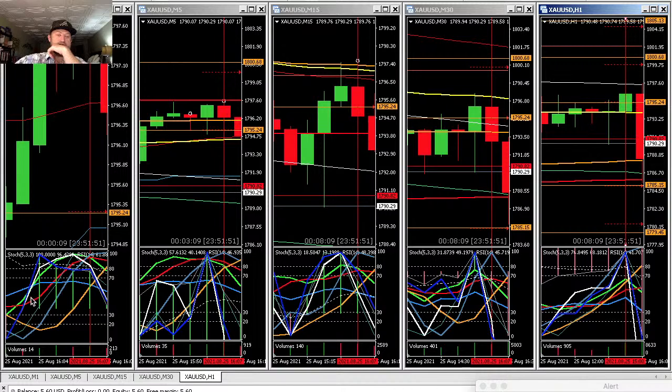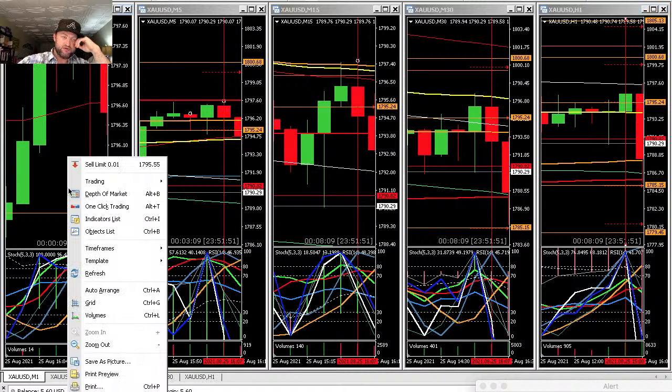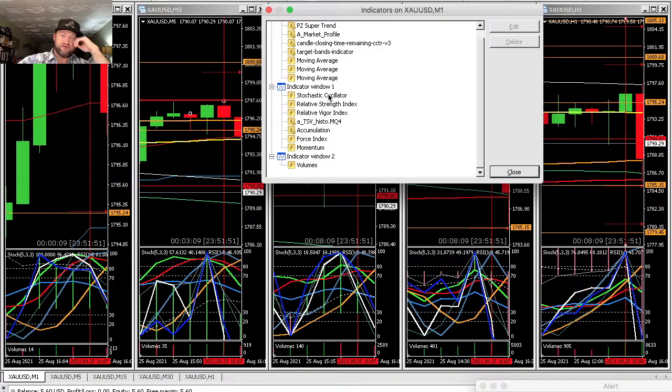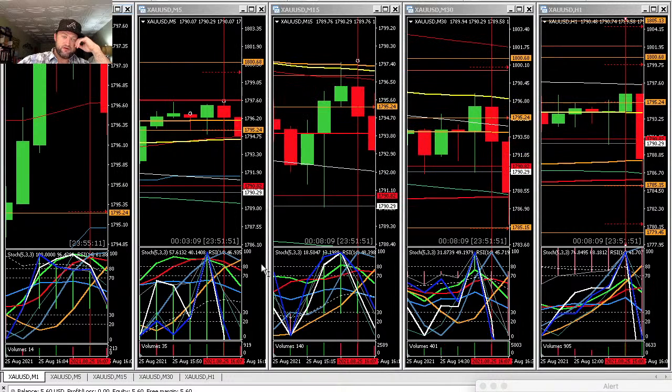So, that dark blue is momentum, and this white is force index. You can see what indicators I have right here. I've got the stochastic oscillator, relative strength index, relative vigor index, time segmented volume, force index, momentum. And then accumulation is this one right here, this little skinny one. I haven't figured out if that's super helpful or not, but volume is very good.